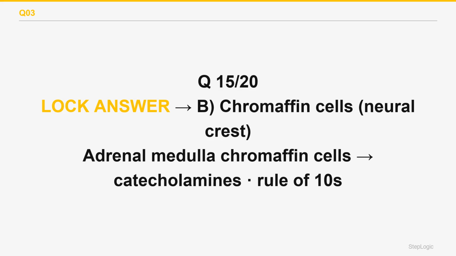Choice A, zona glomerulosa, gives rise to aldosterone-secreting adenomas, Conn syndrome, adrenal cortex, not medulla. Critical management point: before surgery, give alpha blockade with phenoxybenzamine first, then beta blockade. Never beta block first, or unopposed alpha stimulation causes hypertensive crisis.